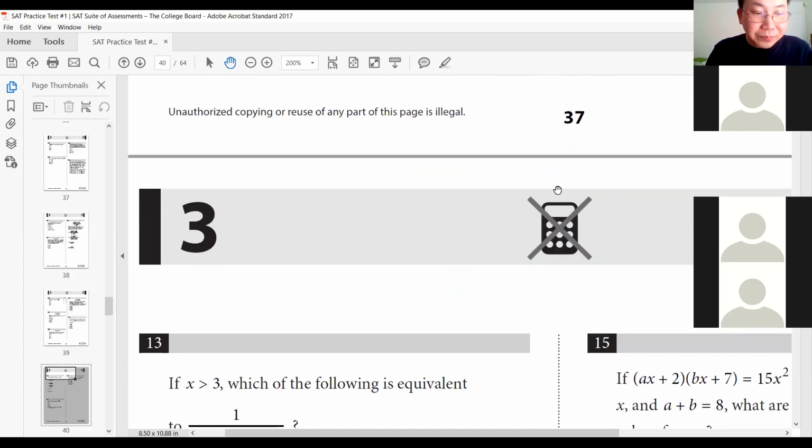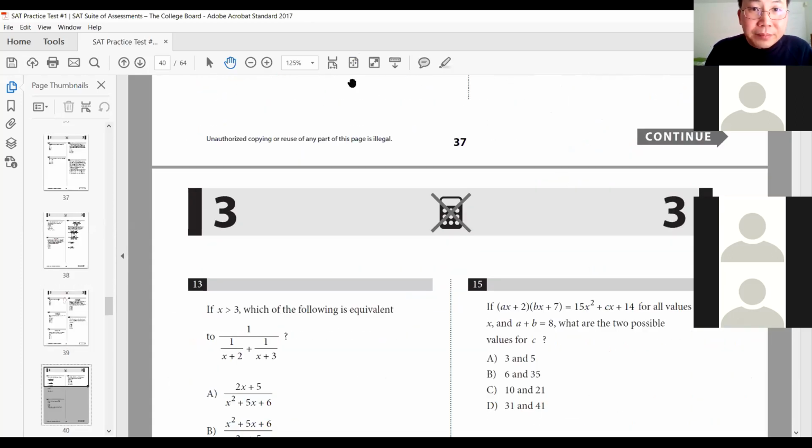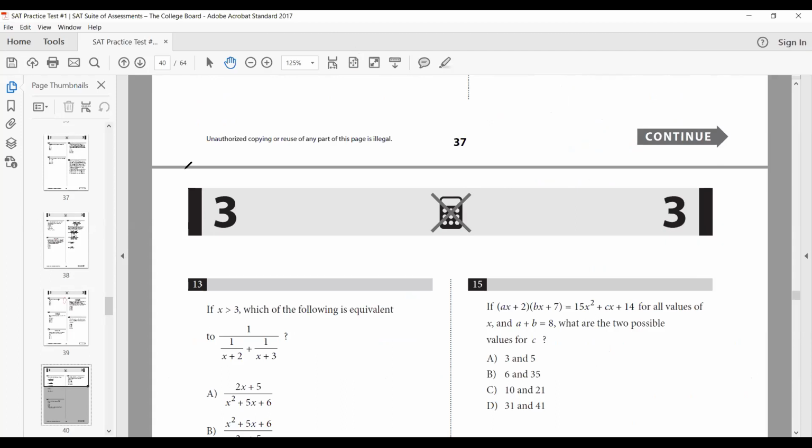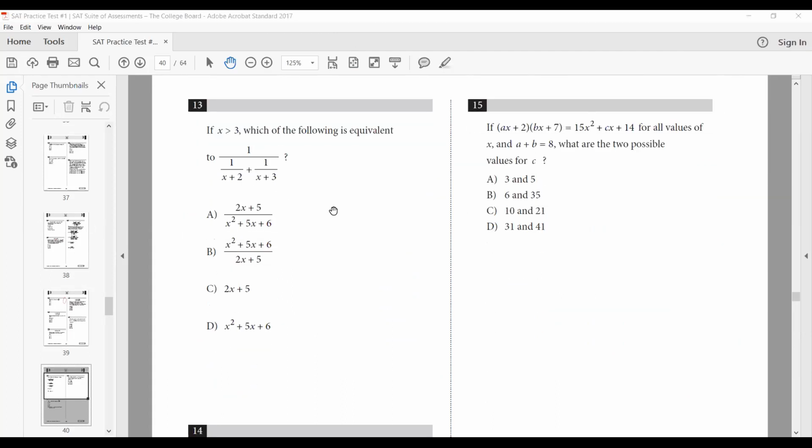Let's move on to the next one. Time goes quickly. Oh man, it's 1 o'clock already. We didn't cover many questions each class. All right, let's go.